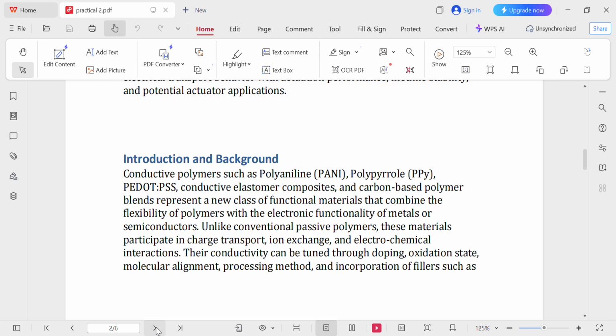Next, the objective of this assignment is to understand the structure-property relationship through experimental characterization and actuation performance. The aim of this assignment is to study how the structure of these polymers affects their properties and their performance by doing experiments and tests.